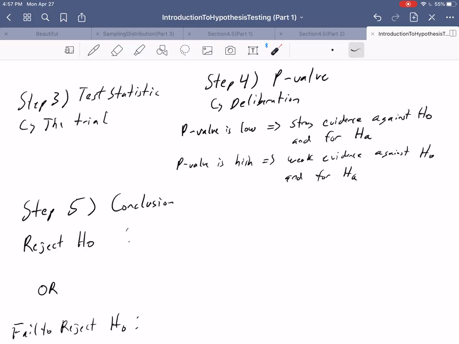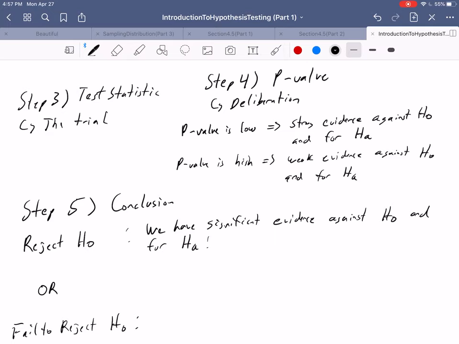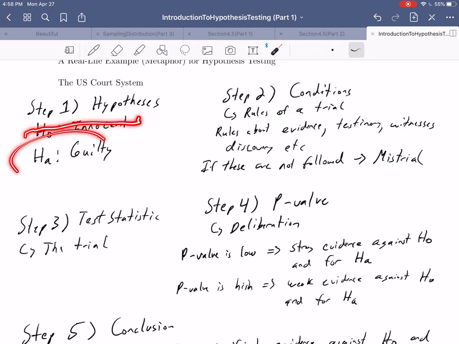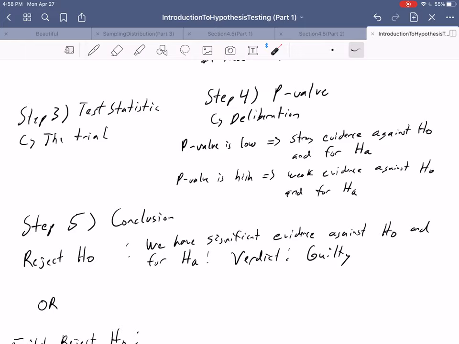In this case, you're throwing out your null and going with this. So, this would be where we would say we have significant evidence against H0 and for HA. And the verdict we would give would be guilty. Because what have we done? We've said, okay, we're going to reject the baseline assumption that they're innocent, and we're going to go with the claim. We've seen enough evidence. The probability is so low that this happened just by random chance that we are willing to throw out that they are innocent and go with the statement that they are guilty. So the verdict we would pronounce here is guilty.